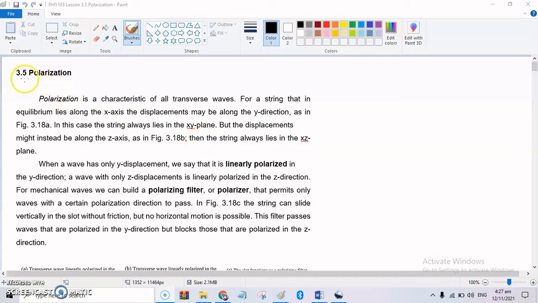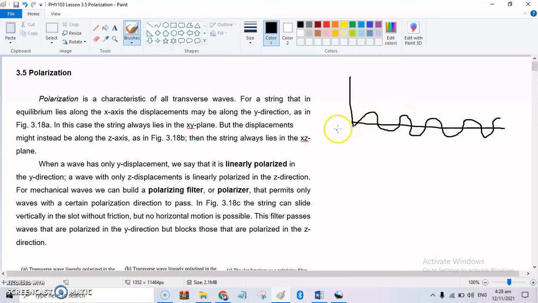For lesson 3.5, polarization. Polarization is a characteristic of all transverse waves. For a string that in equilibrium lies along the x-axis, the displacement may be along the y direction. So this is the x and the y-axis. The transverse wave is like this, right? And the string lies along the x-axis, the displacement will be this wave.